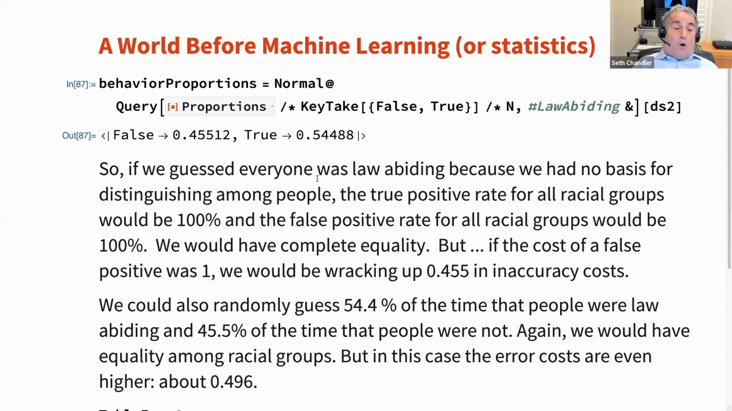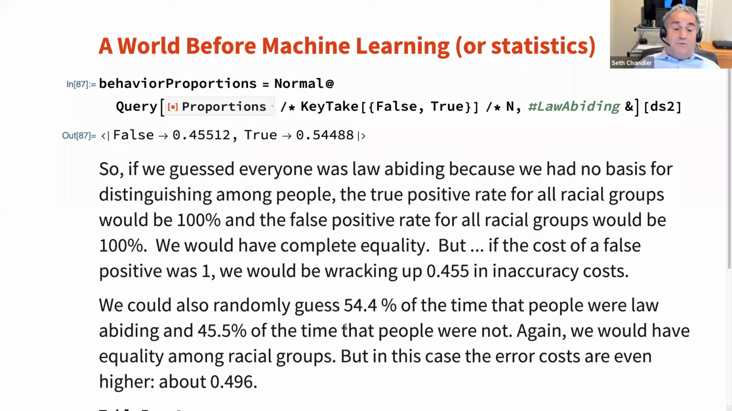All right. So what would the world look like before machine learning? It would turn out that about 55% of the population who exits incarceration remains law-abiding for the period of time that was measured. And so if you didn't have machine learning, you might guess that, well, everybody's going to be law-abiding. That's the best guess I can make. And therefore, if you let everyone out, you would have a lot of false positives, and you'd be having 45.5% in inaccuracy costs. But minorities and majorities would be treated equally because everybody would be let out.